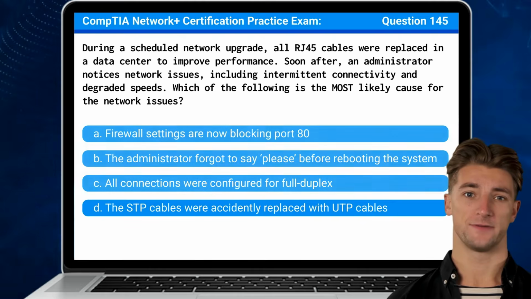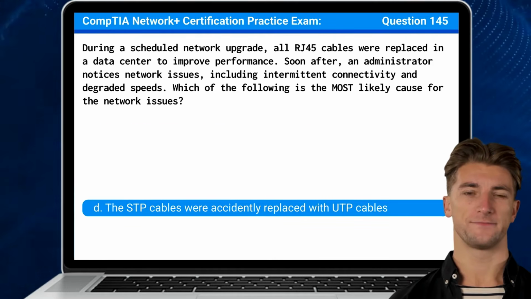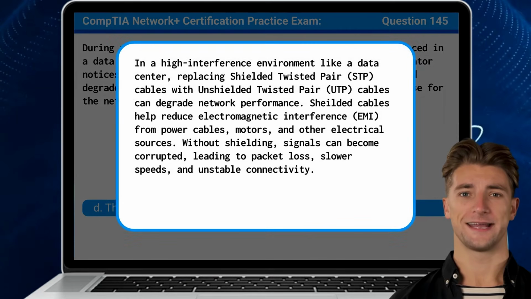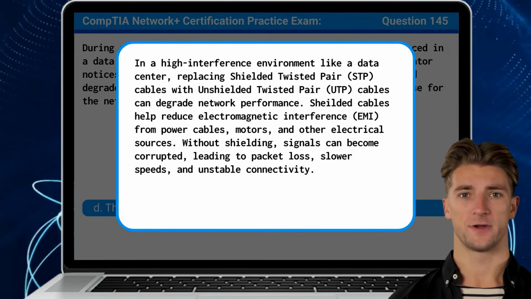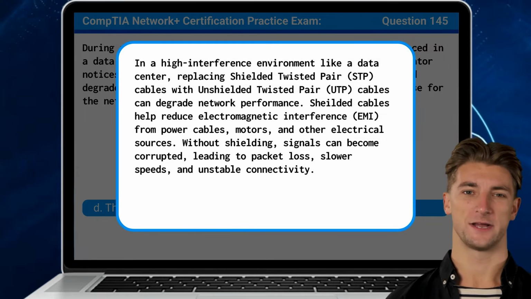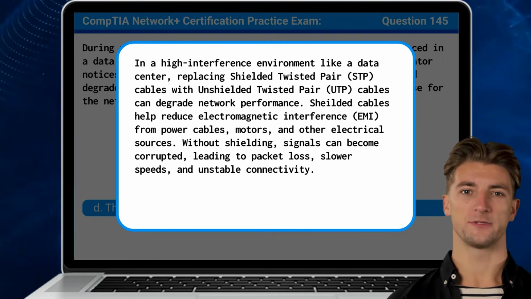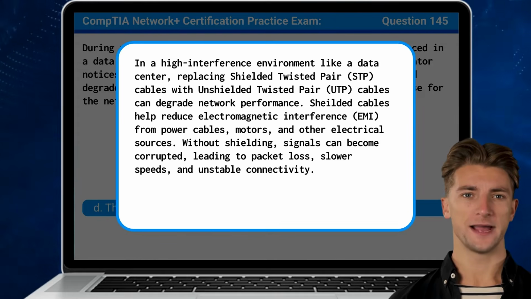The answer is D. The STP cables were accidentally replaced with UTP cables. In a high-interference environment like a data center, replacing shielded twisted pair cables with unshielded twisted pair cables can degrade network performance. Shielded cables help reduce electromagnetic interference from power cables, motors, and other electrical sources. Without shielding, signals can become corrupted, leading to packet loss, slower speeds, and unstable connectivity.